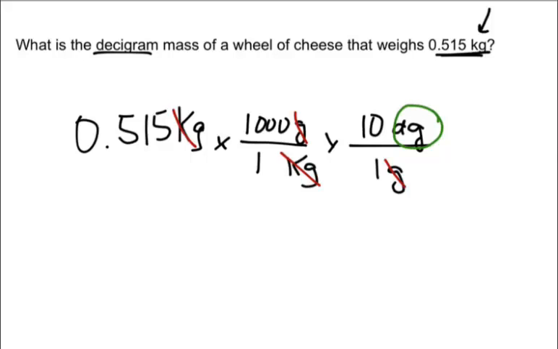And if you just put that into your calculator, so multiplying across the top and then dividing by the things on the bottom, you would end up with 5,150 decigrams.